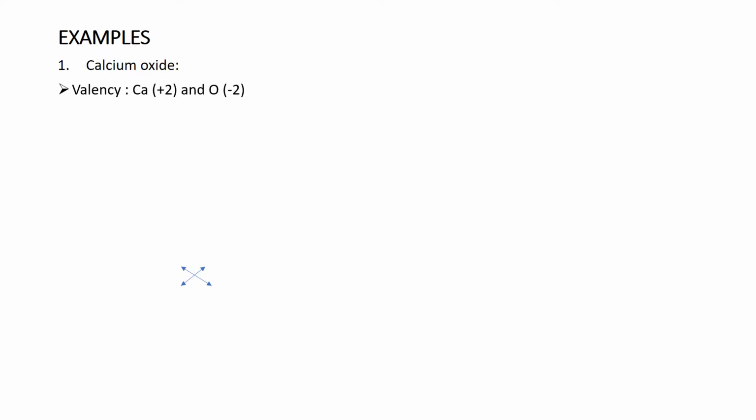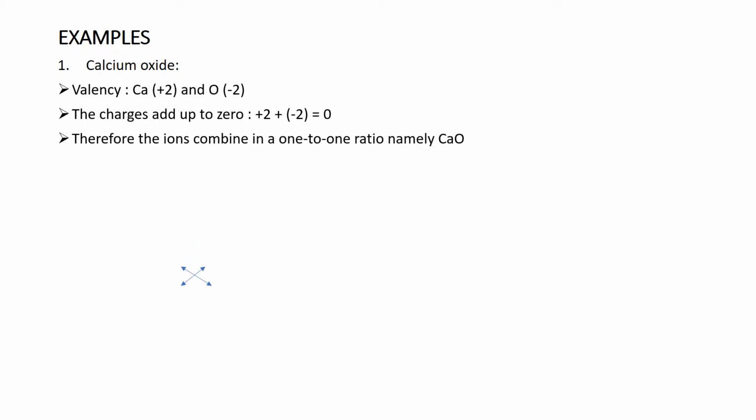So the valency for calcium is +2 and for oxygen is -2. What does this mean? It means that the charges do add up to 0. So these two combine in a 1-to-1 ratio, and the formula can therefore be written as CaO.